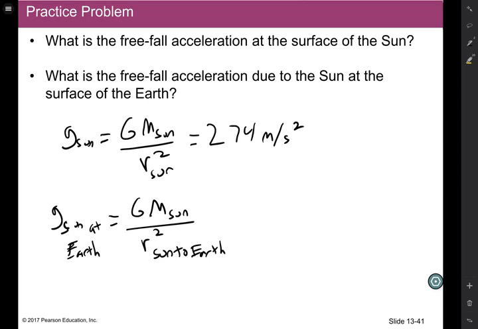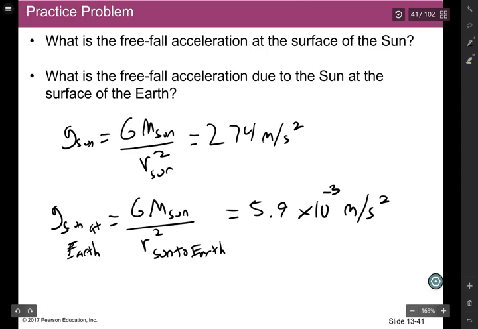All you need is the distance between the two. And so if you look up those values and calculate them, you get 5.9 times 10 to the negative third meters per second squared. And that should make sense because when you're on the Earth's surface, you're not being pulled off the Earth's surface towards the sun. This is much less than little g, 9.8 meters per second squared. So you don't fly off towards the sun through the Earth's atmosphere.